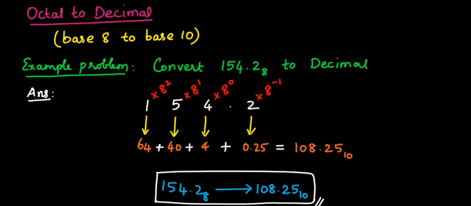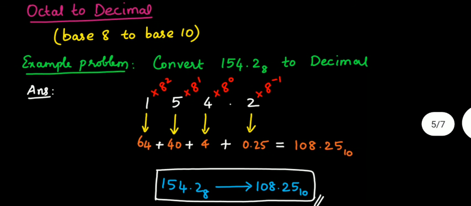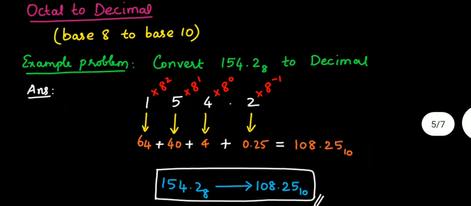154.2 is the number given. 154 is the integer part and 2 is the fraction part. Now the same method that we saw in the previous problem. The only difference is that in the previous problem the base value is 2, but here the base value is 8. Why? Because an octal number is given here. In the previous problem, a binary number was given.